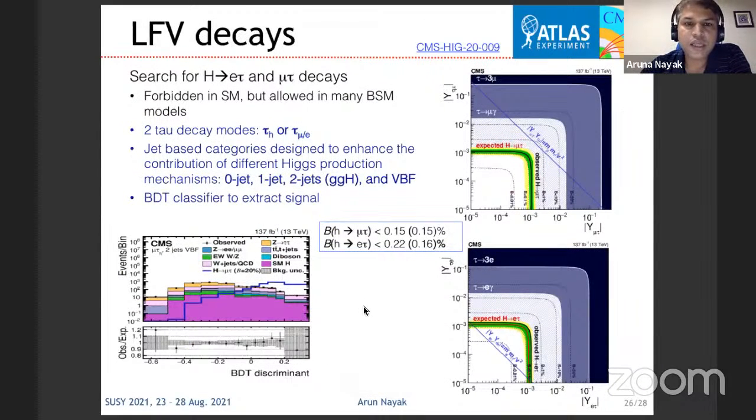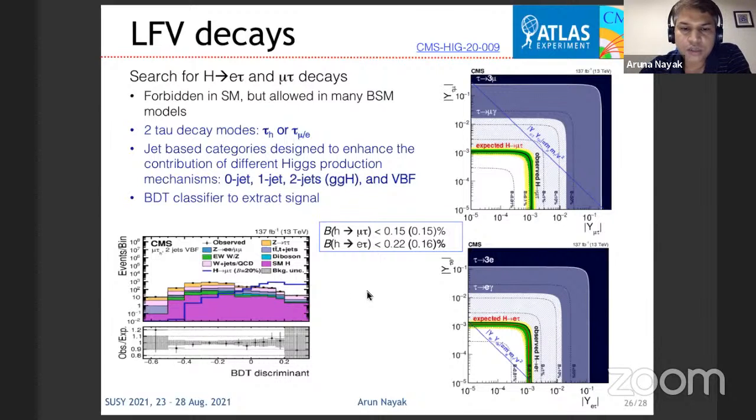Okay, the last one is the search for lepton flavor violating decays. For example, searching for Higgs going to e tau or mu tau decays, which is not expected in the standard model but allowed in many BSM models. Two decay modes are used, hadronic tau decay modes or leptonic tau decay modes, and then the events are categorized based on the number of jets and the vector boson fusion topology to enhance the contribution of different Higgs production modes. This is again based on a BDT, a boosted decision tree classifier. You can see the discriminant distribution. Here is the signal, and this is the expected background and data.